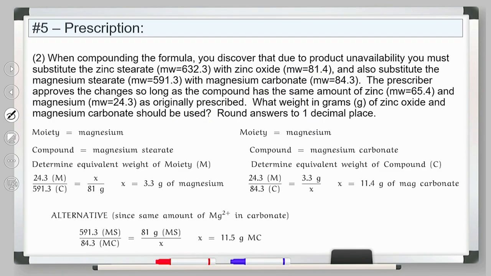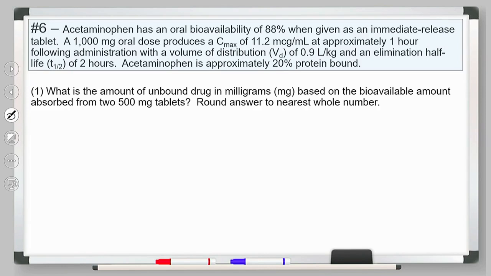You can see the same exact work here for the magnesium. We have the stearate molecular weight, and the magnesium carbonate's molecular weight on the bottom. I knew I needed 81 grams of the stearate, and solved over X, and I got that. Okay? These were pretty straightforward, so I'm trying to get through this as quick as I can so we can get to these, which are both really good realistic questions.